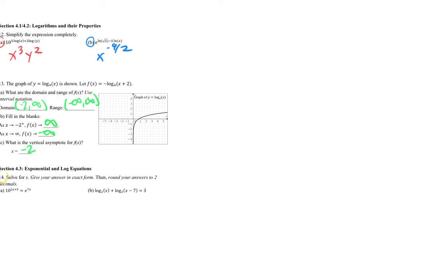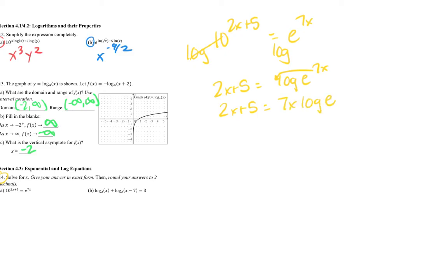All right, number 14, asking us to solve these equations for x. So we have 10 times 2x plus 5 equals e to the 7x. So first we're going to take the log of each side so that this 10 cancels out. So these cancel, and so we're going to have 2x plus 5 equals log e of 7x. Our log rules tell us we can drop this down, so we have 2x plus 5 is equal to 7x times the log of e.